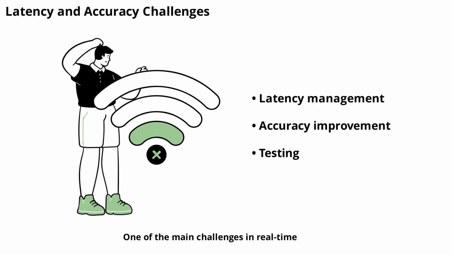One of the main challenges in real-time subtitle generation is balancing latency and accuracy. AI must process speech quickly without sacrificing quality. Advanced models use predictive algorithms and context analysis to minimize delays and correct errors. Regular testing and calibration help maintain optimal performance during live events.